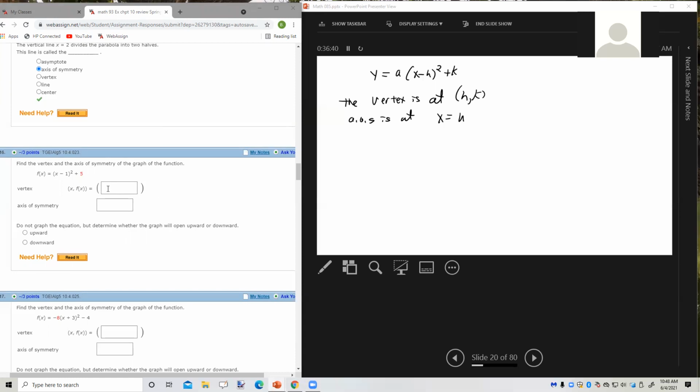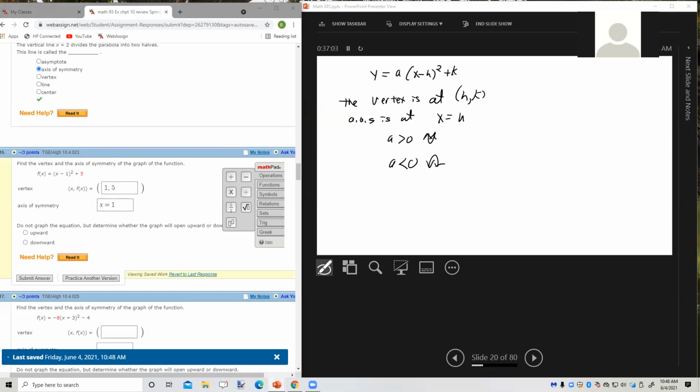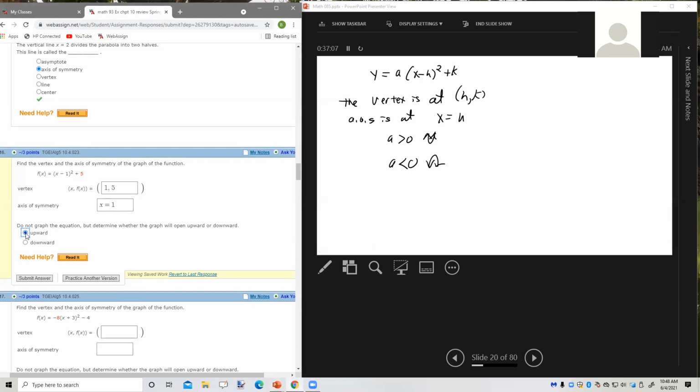Okay, so our vertex is going to be at 1, 5. So 1, comma, space, 5. The axis of symmetry is going to be at x equals 1. Does the parabola open upwards or downwards? Remember, if a is greater than 0, it opens upwards. If a is less than 0, it opens downwards. Since in this case, a is 1, it would open upwards.